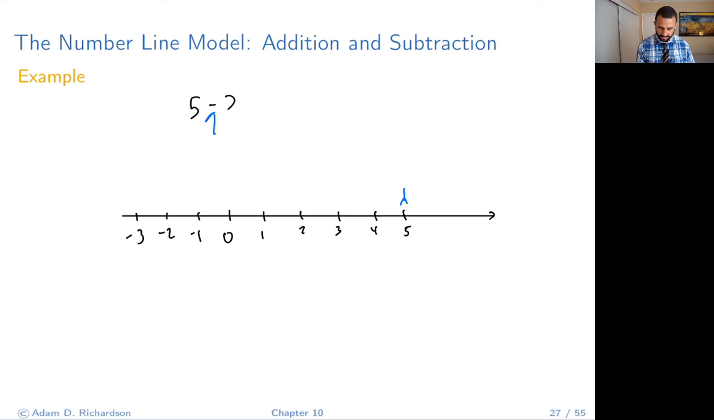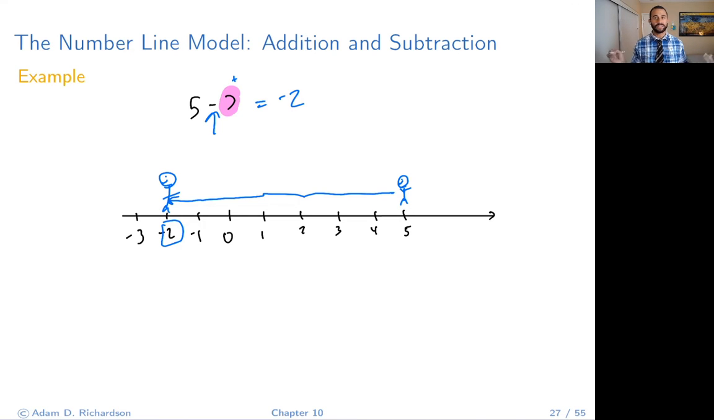And then because we're subtracting, we're going to face to the left. So my little person here is going to face to the left, right? And then because the sign of this number is positive, it's a positive number, we're going to walk forward that many steps. So 1, 2, 3, 4, 5, 6, 7. There we go. So then this person would be right here, and they would land on -2. So the answer here is -2, right? That makes sense, right? So that's kind of how you do it.